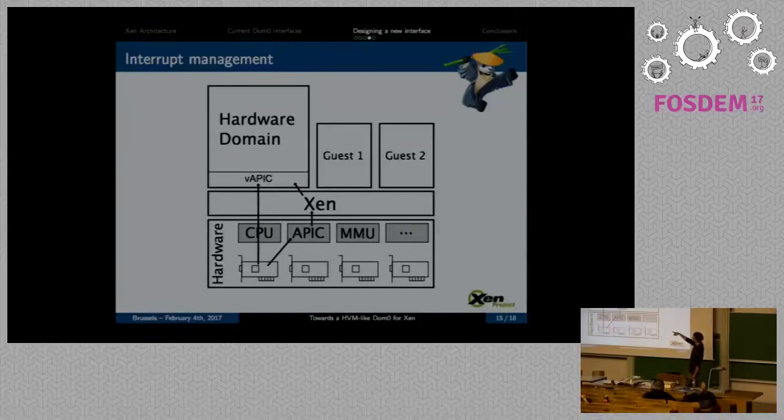The interrupts from the physical devices would still usually be received by Xen on the physical APIC, and then Xen will inject them into the emulated local APIC on the guest. Or I've also added a straight arrow from the device to the guest, because if the hardware supports something called posted interrupts, it's possible for a device to directly inject an interrupt into a VM. That means that the latency would go down quite a lot because we don't have to go through Xen. The interrupt will be injected directly into the VM.